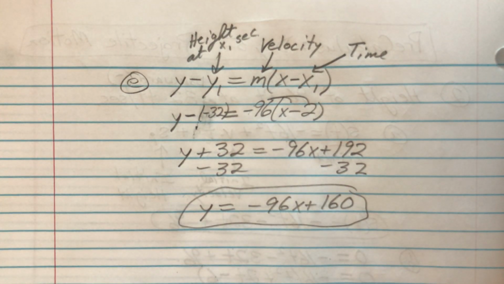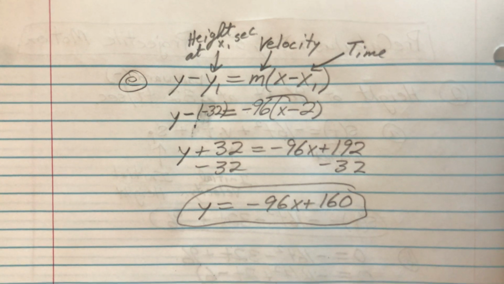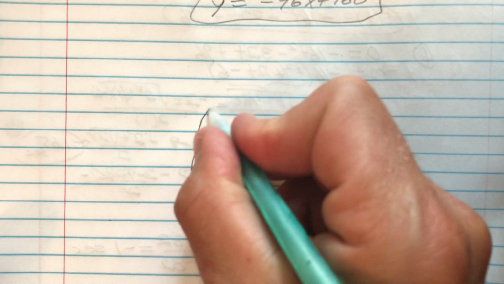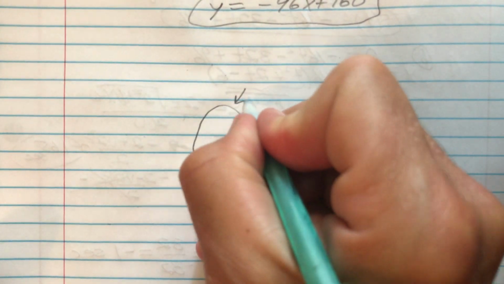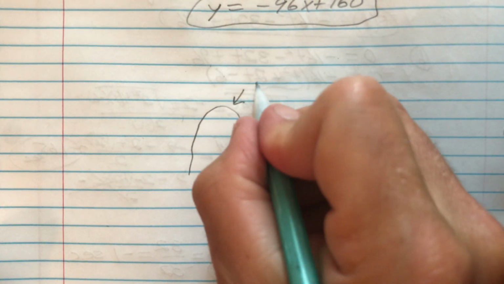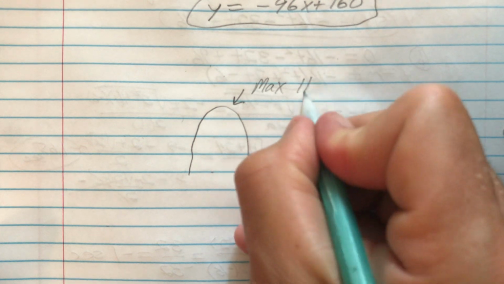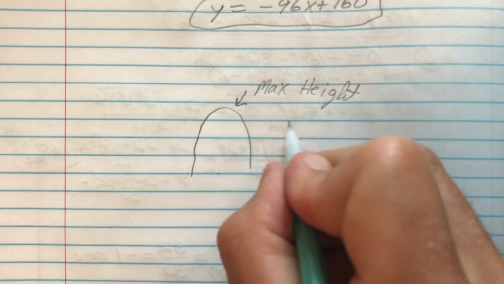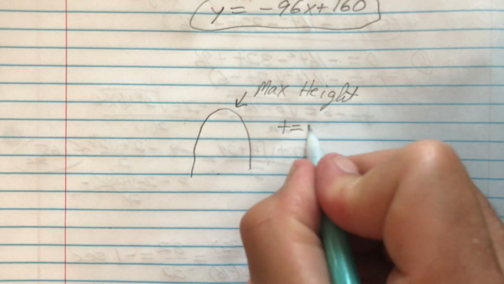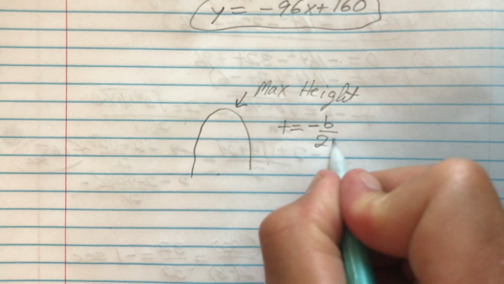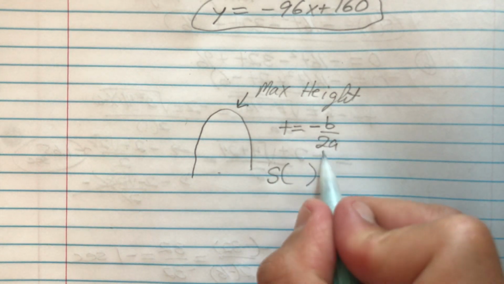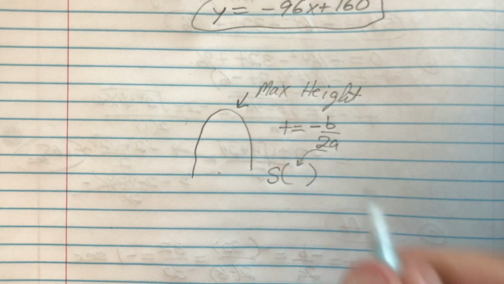So one last thing I want to make sure is clear. If you have an object that's being launched upward, to find this maximum height, again, this was part C, you first find the time that it takes to achieve that maximum height using the axis of symmetry equation, and then you plug that number into the formula.